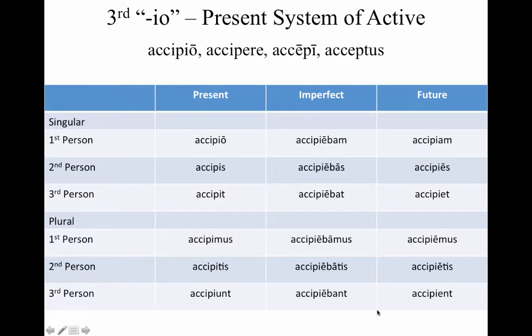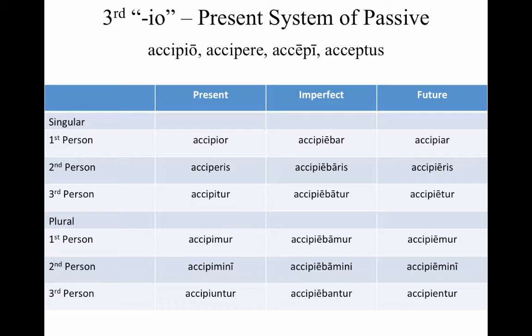Moving on to the third io conjugation, you're going to notice that that I in the first principal part persists through a lot of this conjugation. So the present's going to look similar to the third conjugation, except that I will start to persist in that third person plural. And then you'll note that that I sticks around in the stem for both the imperfect and the future. Otherwise, the endings are very similar to the third conjugation.